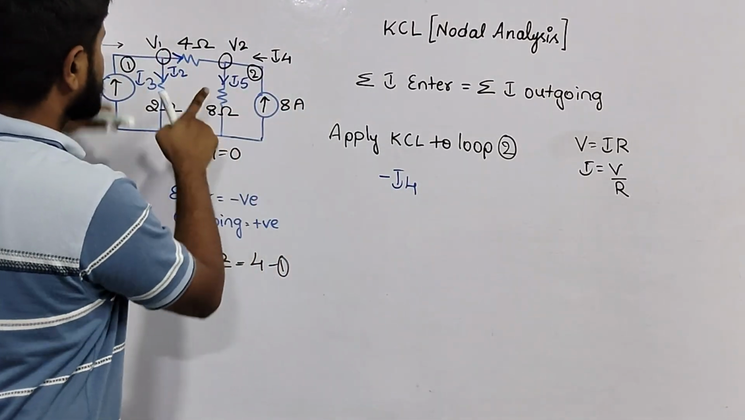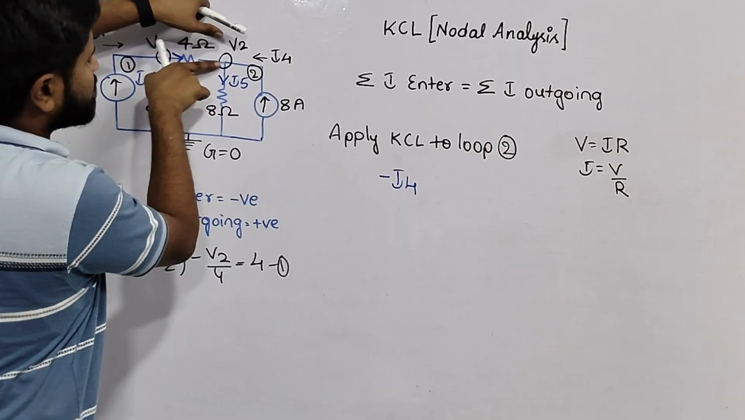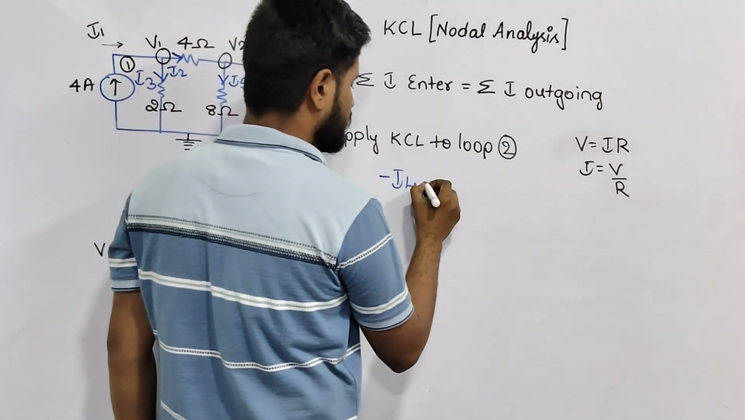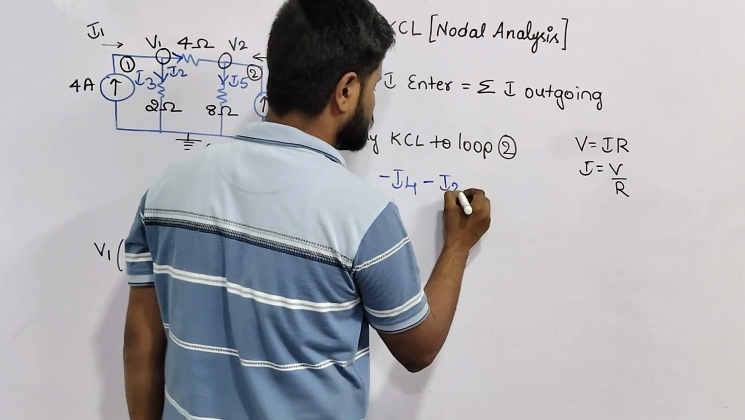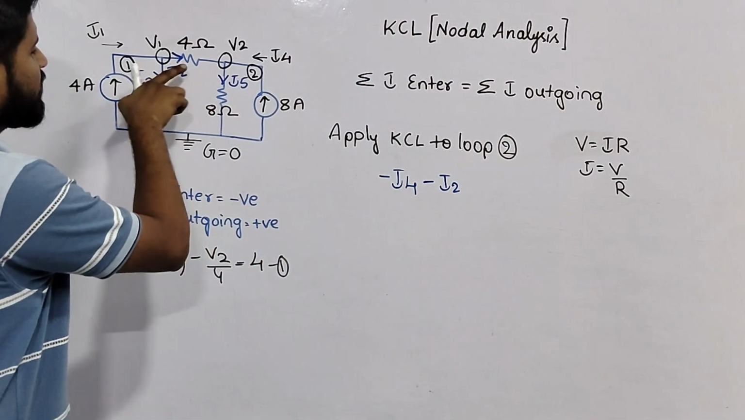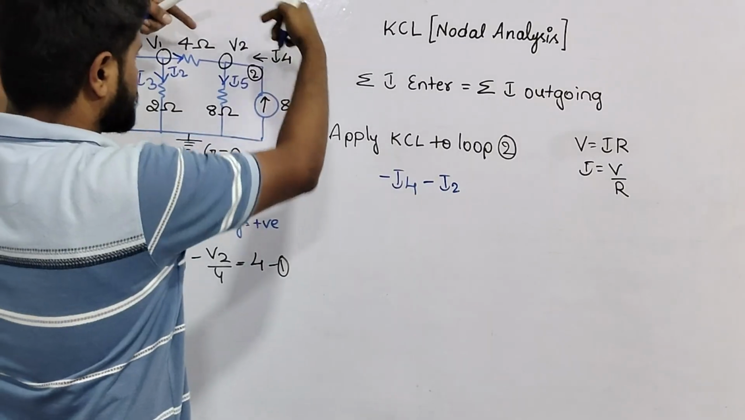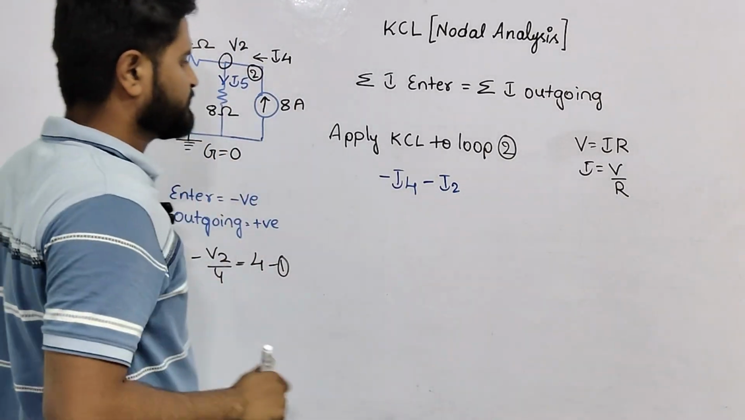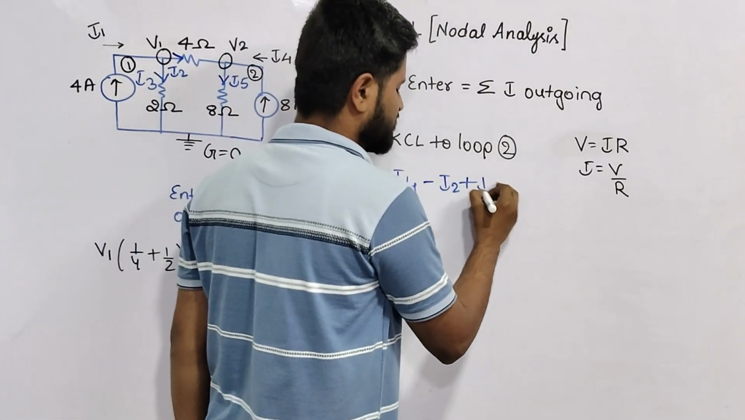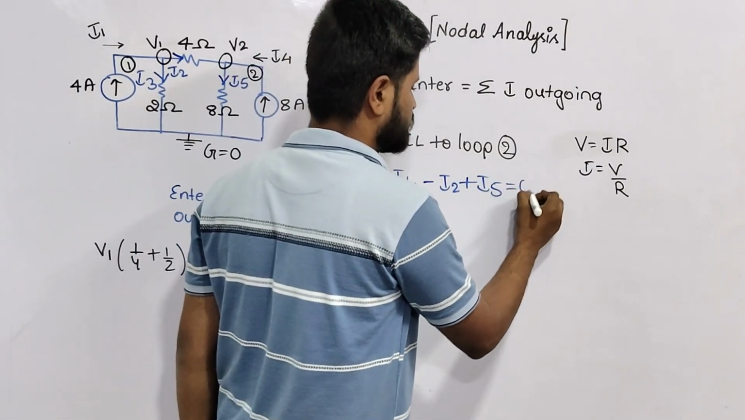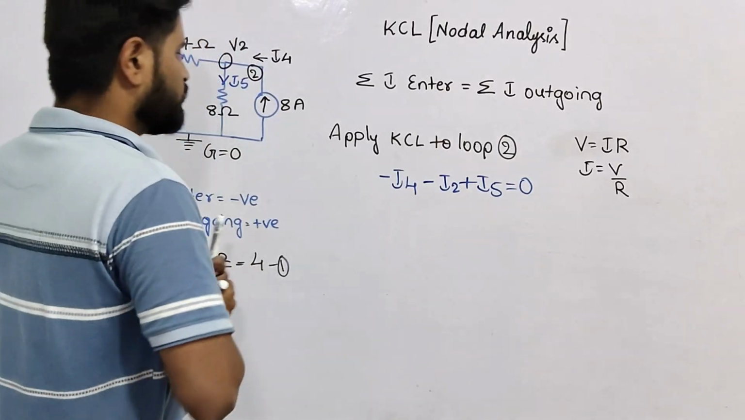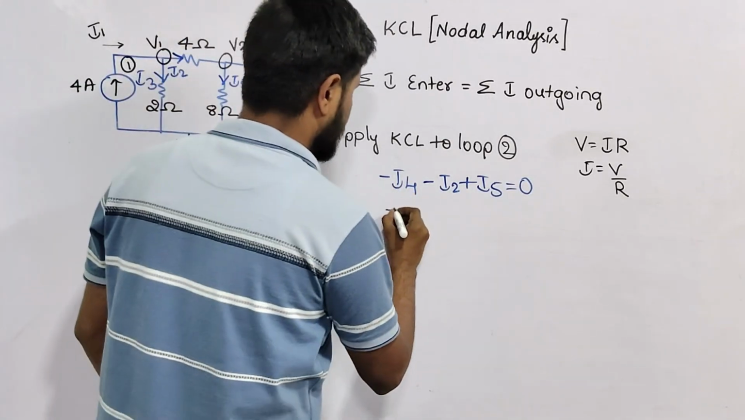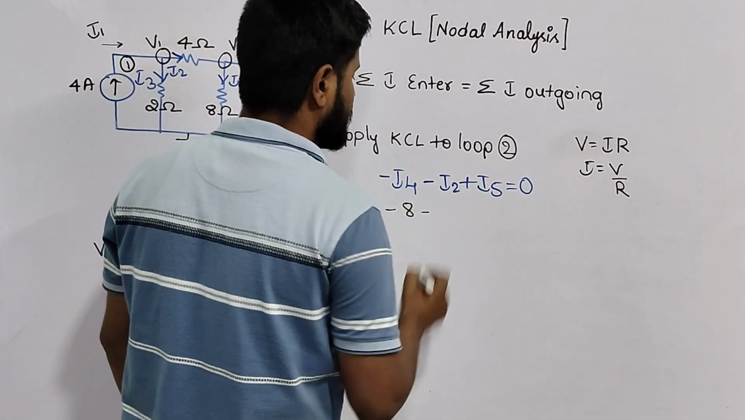Next, here I2 is coming towards this node. That is, it is also entering the node at that junction, so you can write minus I2. Next, I5. I2 is coming, I4 is coming; combinedly, it is moving towards the 8 ohm resistance. That is I5. It is moving out from that node. So plus I5 will be equal to 0. Now we know the value of I4, that is 8 ampere. Minus 8 minus I2.